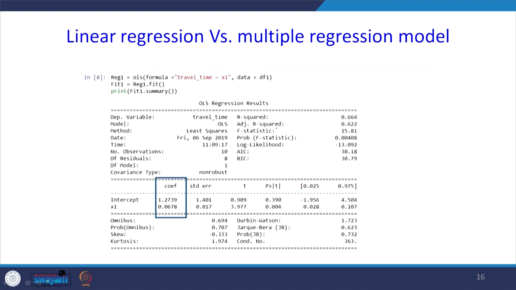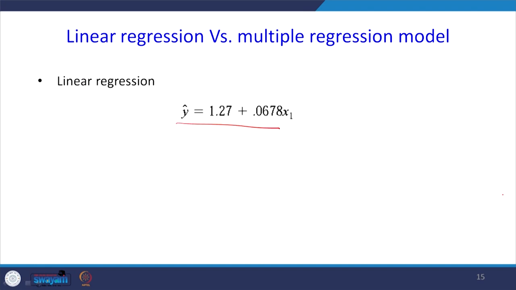So, I am going to do a regression analysis. For that regression model, I say reg1 equal to ols formula. The travel time is taken as the dependent variable, x1, distance traveled, is taken as the independent variable. So, fit1 equal to reg1.fit. Then print fit1.summary. What is happening here? We are getting the coefficients. The intercept is 1.2739, x1 is 0.0678. So, how can we write it? y hat equal to 1.2739 plus 0.0678 x1, where x1 is the independent variable. You see that the same answer we are getting here.